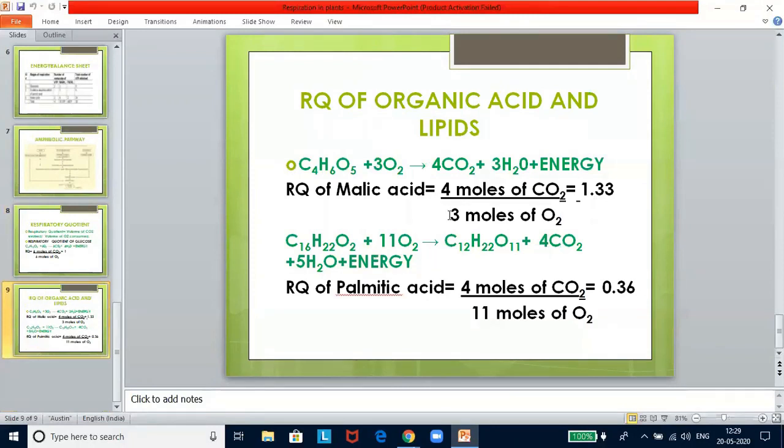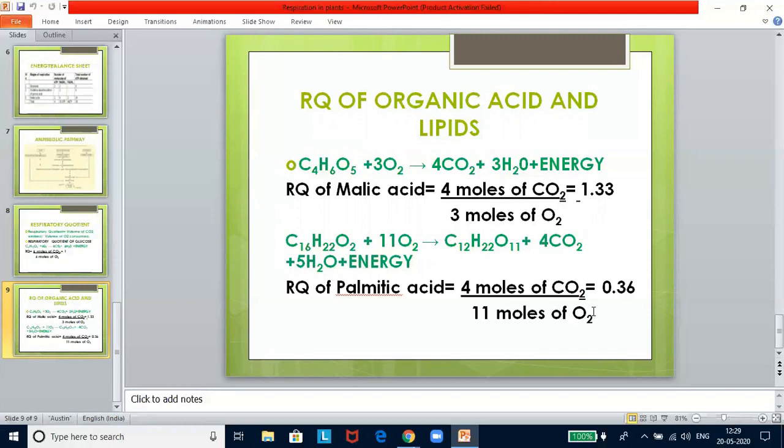Now let us look into palmitic acid, which is a fat again. C16H22O2 plus 11O2 giving C12H22O11 plus 4CO2 plus 5H2O plus energy. So the RQ of palmitic acid is equal to 4 moles of carbon dioxide divided by 11 moles of oxygen, that is equal to 0.36. Now if you look at anaerobic respiration, carbon dioxide is evolved but oxygen is not consumed. So it would be some moles of carbon dioxide divided by 0, and the respiratory quotient will be infinity.